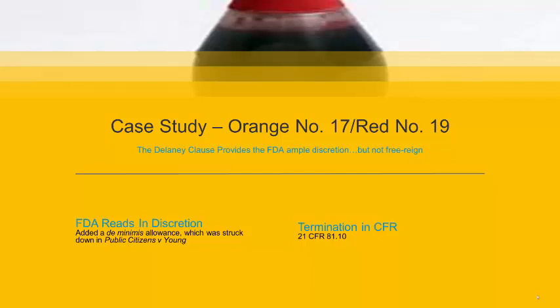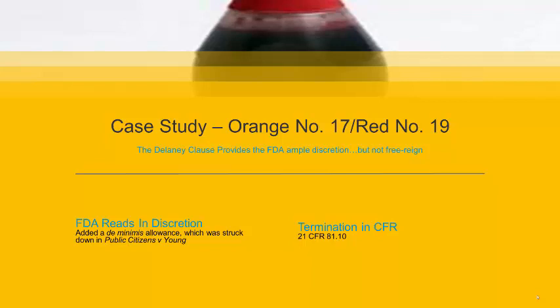Very controversial. Ended up in a lawsuit, Public Citizen v. Young. You can imagine the outcome of the lawsuit when we have, in the accompanying paragraph, termination. 21 CFR 81 lists those that are terminated because of the Delaney clause. 81.10 is the listing for Orange No. 17 and Red No. 19.